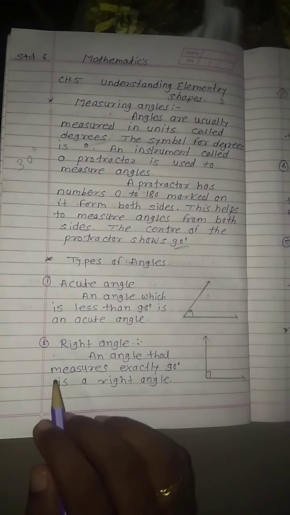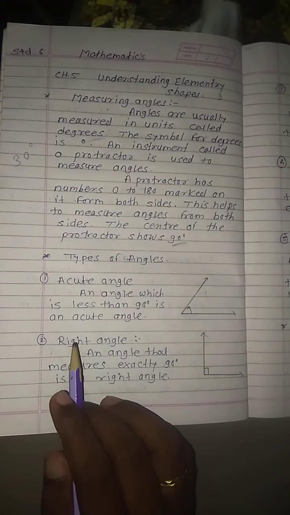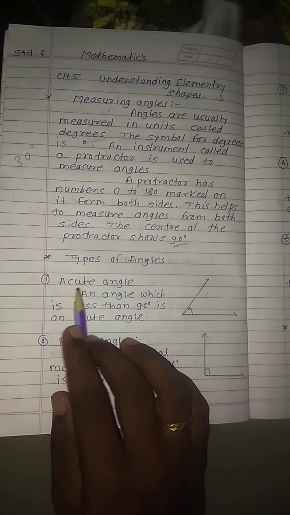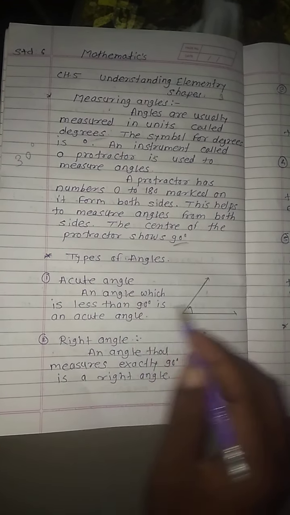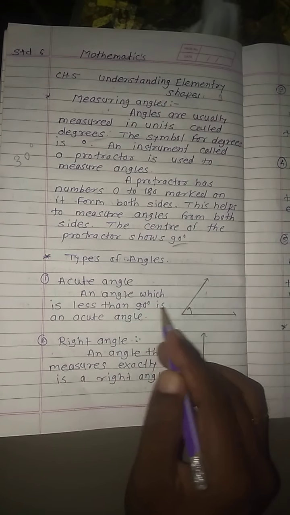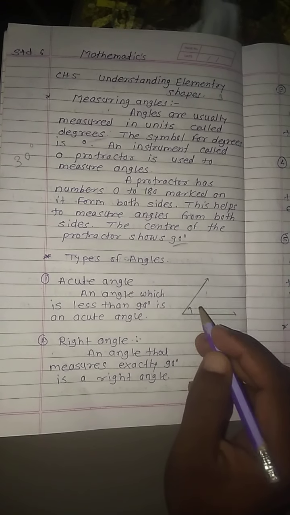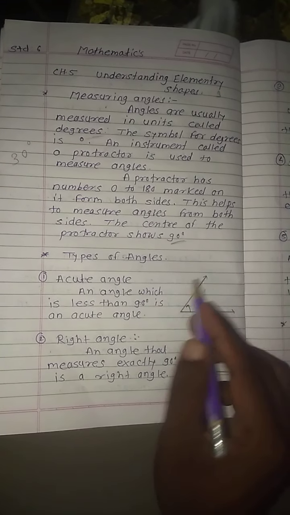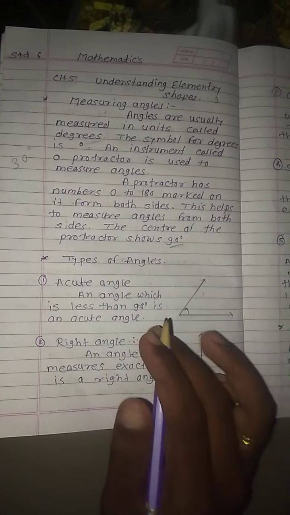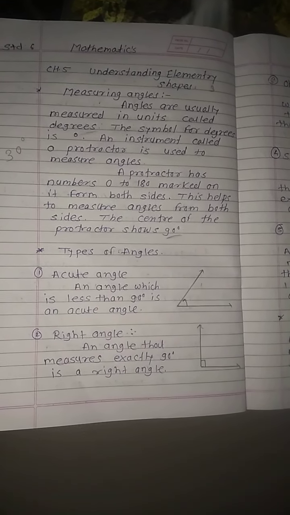Types of angles. Now we'll discuss the types of angles. First, we will discuss the acute angle. What is meant by an acute angle? An angle which is less than 90 degrees is called an acute angle. Just look like this. Learn this by heart and keep it in your mind.